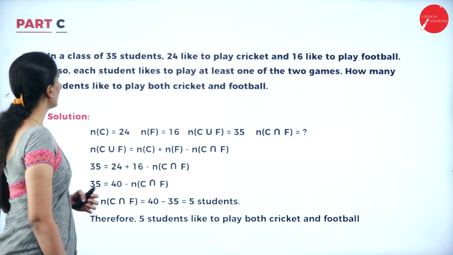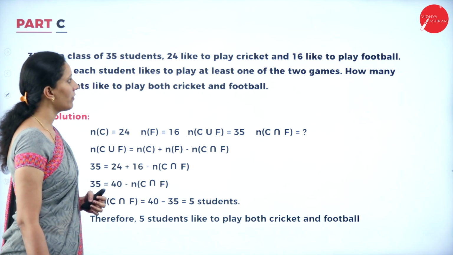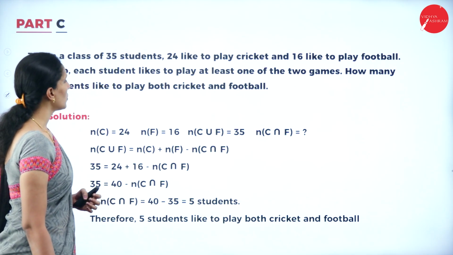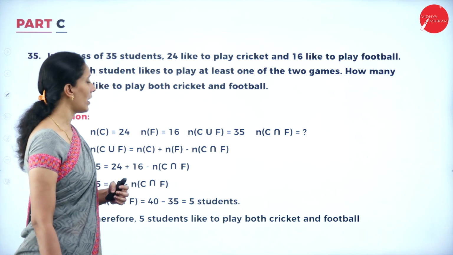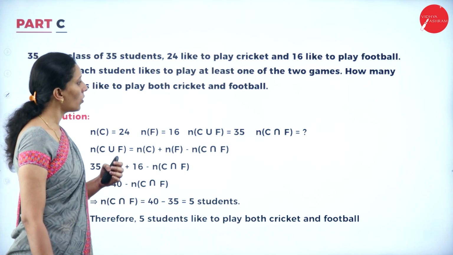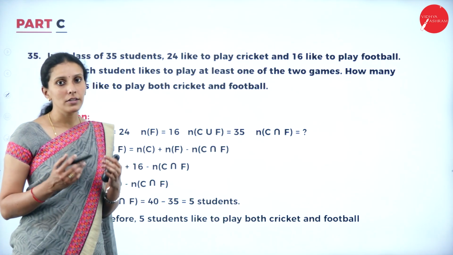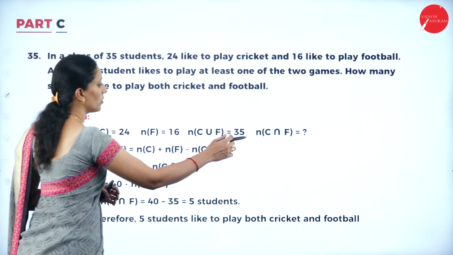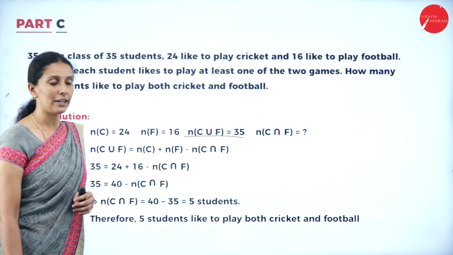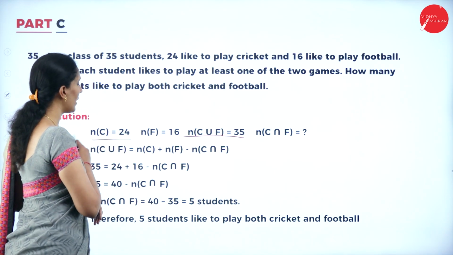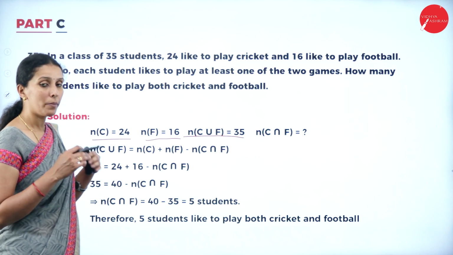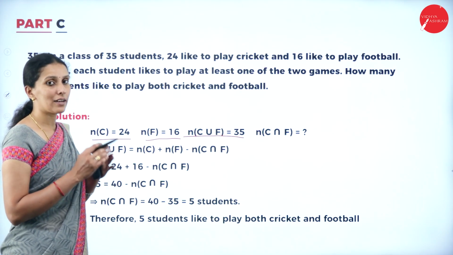Next, as I said, there will be one more question from the chapter Sets, that is the statement problems. In a class of 35 students, 24 like to play cricket, 16 like to play football. Each student likes to play at least one of the two games. How many students like to play both cricket and football? Since all the students are involved in the games, therefore, the union of both cricket and football will be 35. Number of students who play cricket is 24, who play football is 16. Now, we need to find out how many students play both cricket and football.